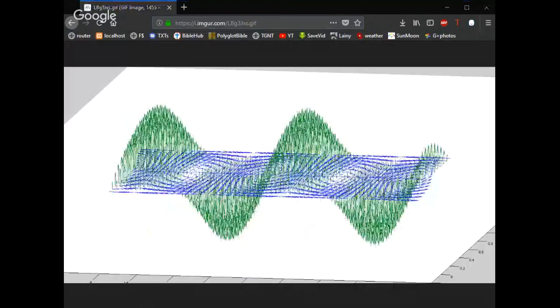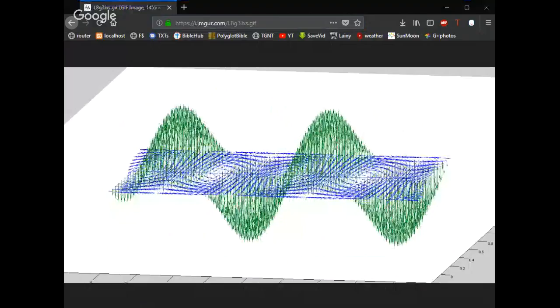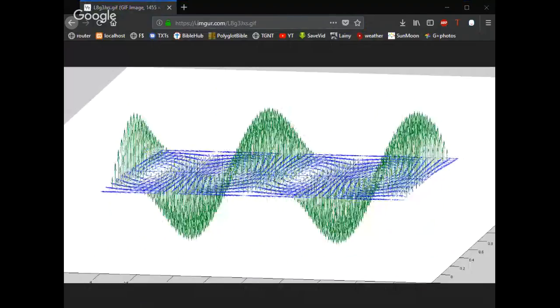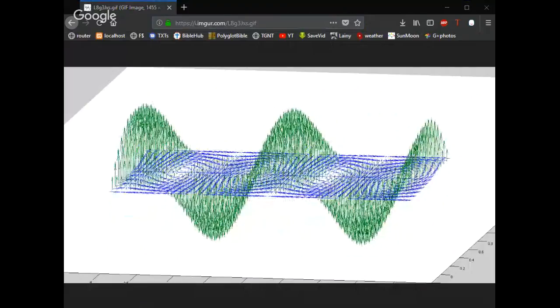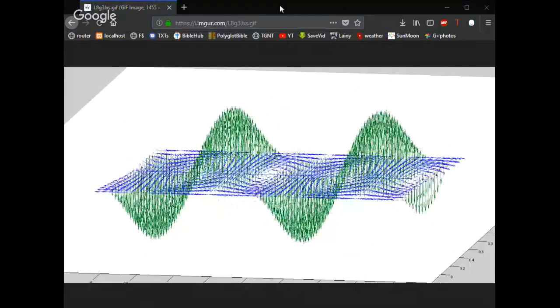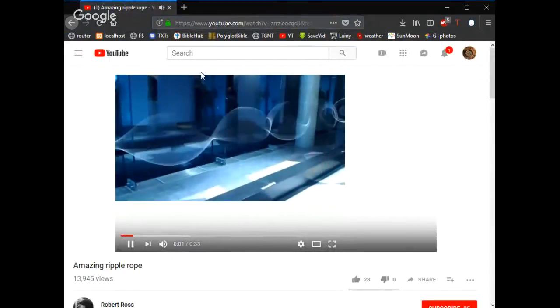I mentioned the rope before. You know how if you hold one end of a rope and start shaking it up and down, you get kind of an S shape like that. Okay, but what happens if you move it in a circle? You've seen people do jump rope and things like that. But this is pretty neat.